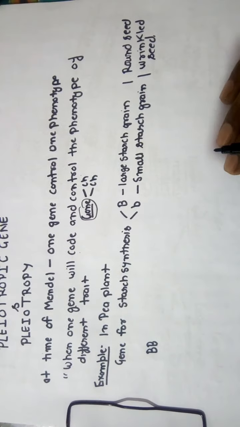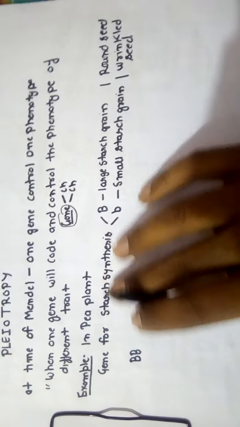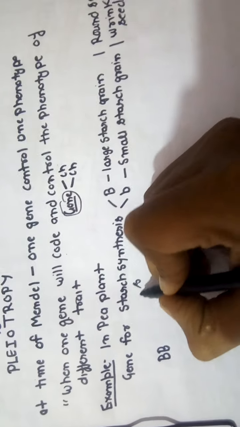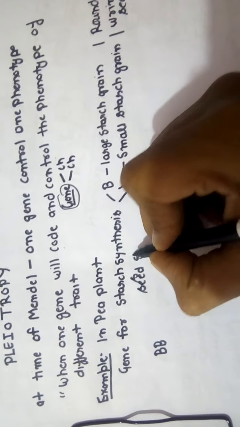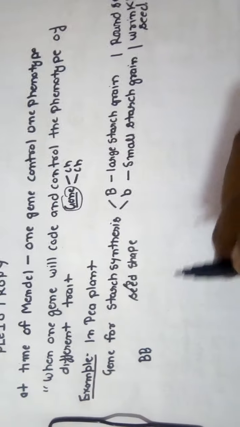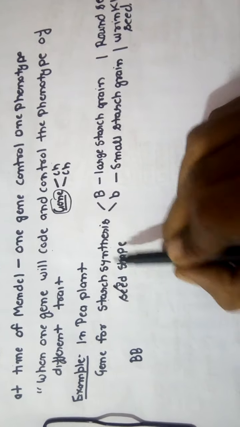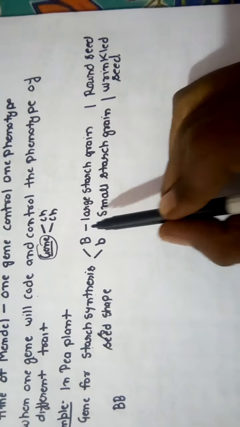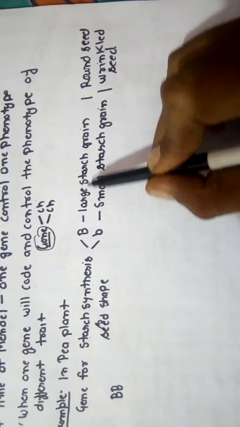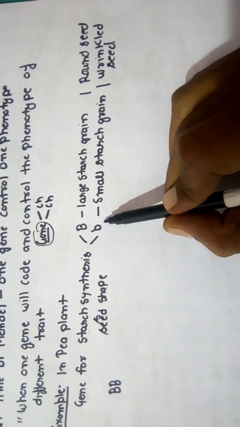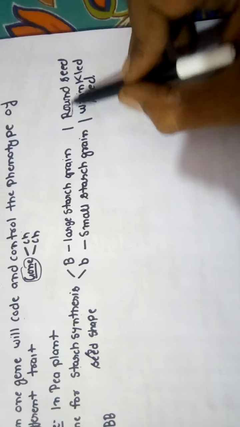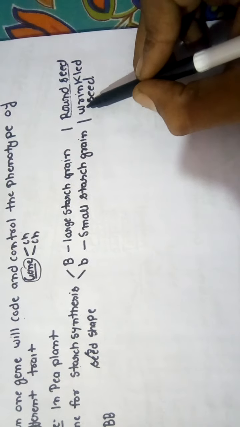Let's consider an example of a pleiotropic gene. In pea plant, there is a gene that determines the starch synthesis as well as the seed shape. So this gene is coding for two characters. One is the starch synthesis and the second is the seed shape. This gene has two alleles, capital B and small b. The capital B is responsible for the synthesis of large starch grains, and small b is responsible for the synthesis of small starch grains, and capital B is also responsible for the round seed, and small b is responsible for the wrinkled seed.